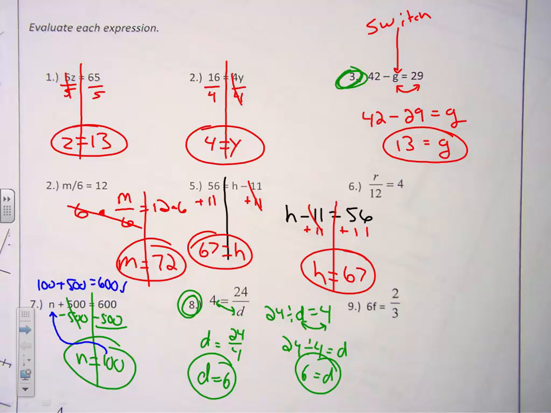And number 9, a little more difficult. The 6 and the f are smushed. So to get the f by itself, that's what we want, we divide by 6. So if we divide by 6 there, we got to divide by 6 over here. Remember, you can always put 6 over 1. Anytime you have a whole number, you can always put it over 1.